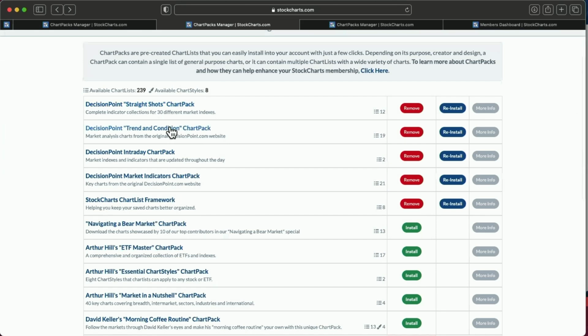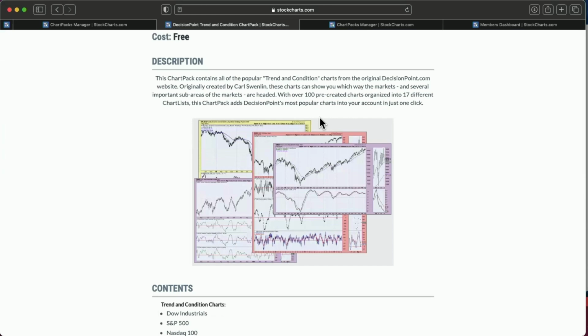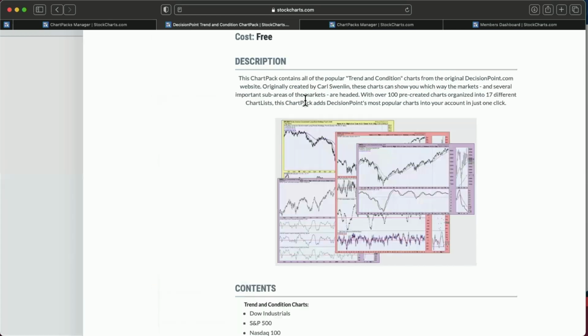And of course, the trending condition one does something very similar. You're going to get the chart list. And again, you're going to be able to go in and look at the Dow, look at the S&P, and then click through and see the charts that we think are important for participation, etc.